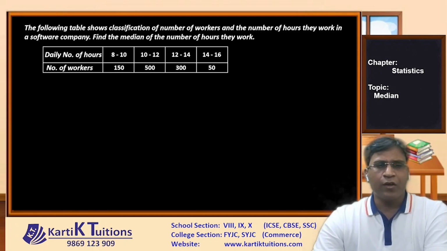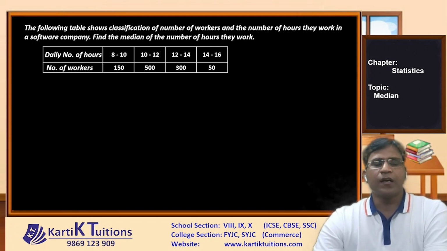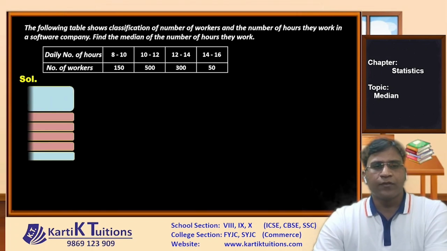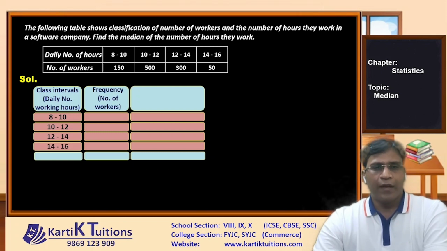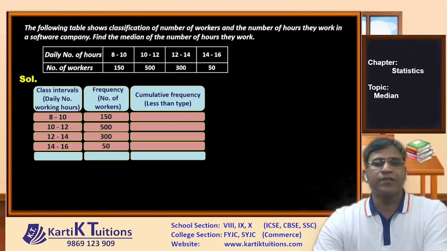Now first of all, check: are the classes continuous? Yes. Since the classes are continuous, you will prepare a table with only 3 columns. The first column will be for the classes, that is daily number of hours, and write the data given to us. The second column will be for the frequency, number of workers, and write the data given to us. Now your third column is cumulative frequency less than type.